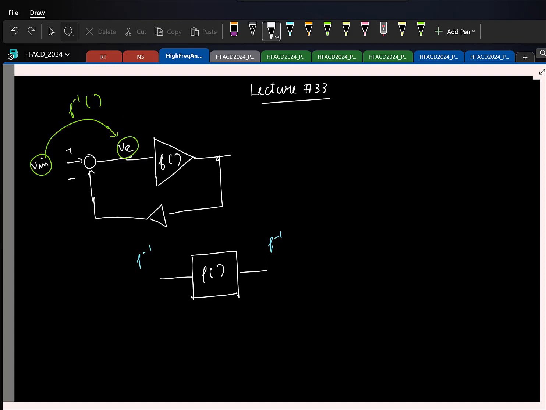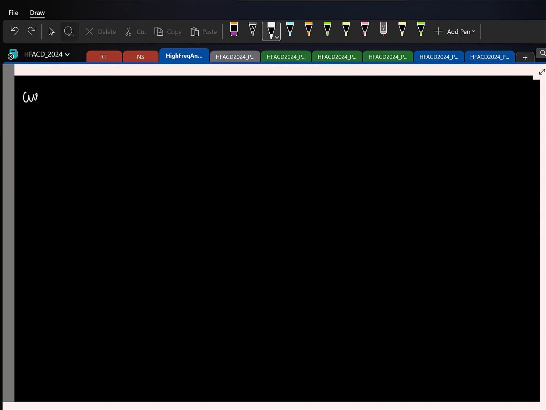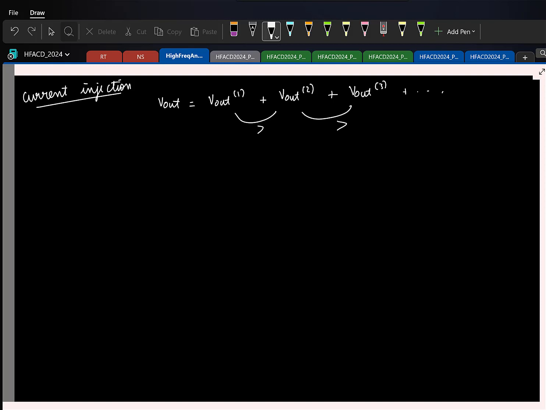And we also saw the method of current injection that helps us compute the nonlinear coefficients for weak nonlinear systems. So you know the output, you typically have a linear portion, a second order nonlinear portion, a third order nonlinear portion, and so on. As long as the first order term is greater than the second, which is in turn greater than the third, and so on, that is what we call weak nonlinearity.